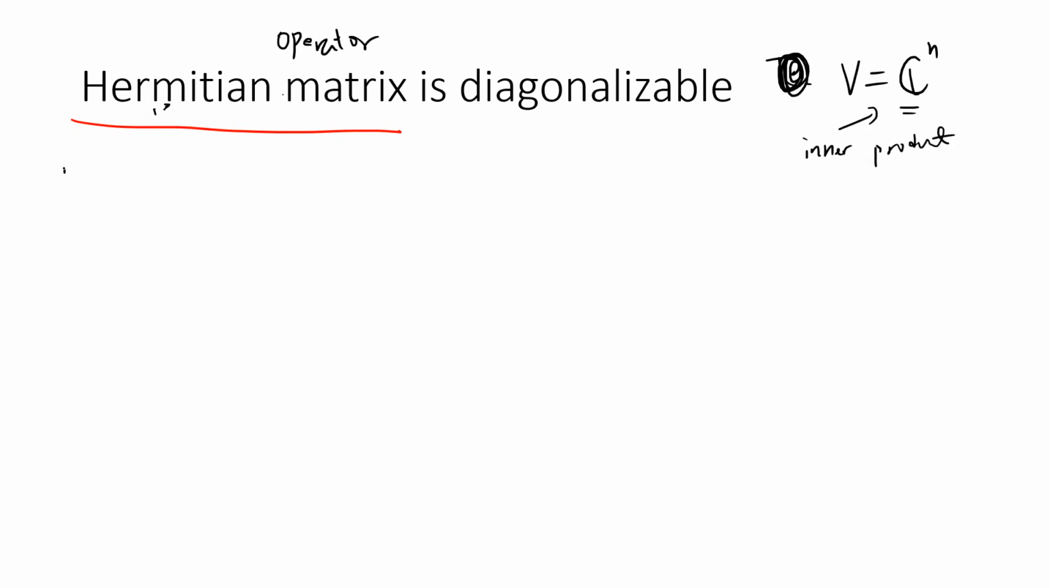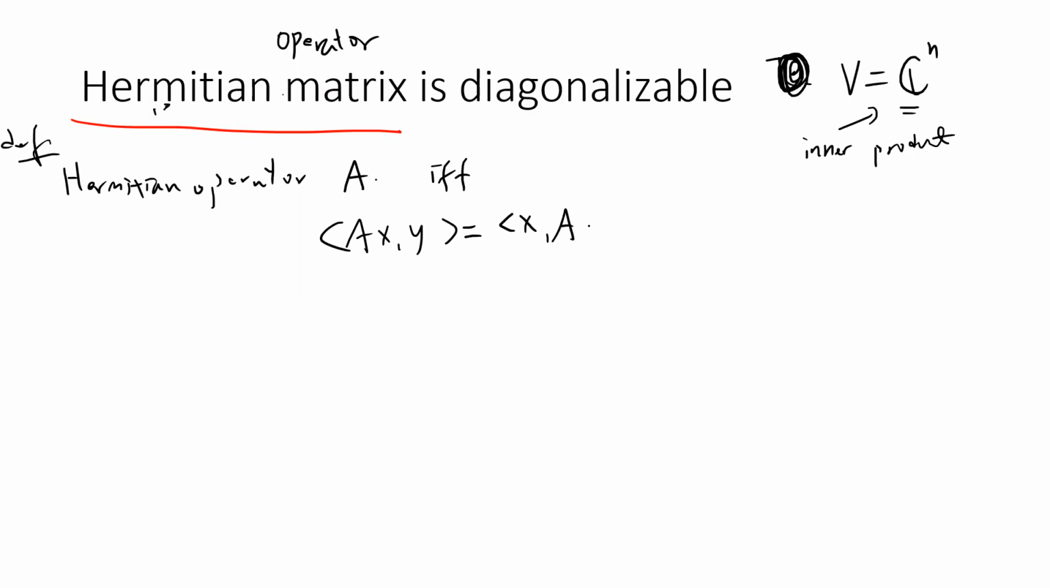So let's define a Hermitian operator. A is a Hermitian operator if the inner product of AX with Y equals the inner product of X with AY. This is the definition, where X and Y are in the inner product.